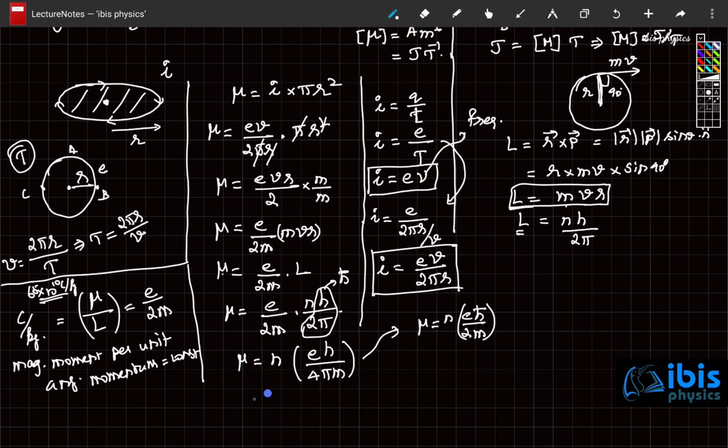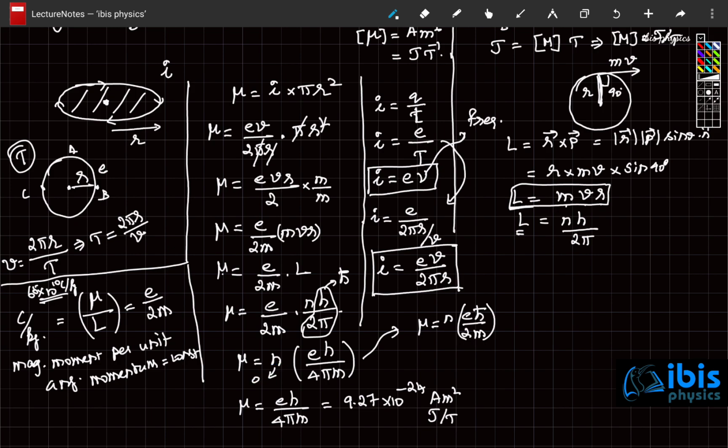Now what about the magnetic moment of the electron in the first orbit of the hydrogen atom? First orbit means n is equal to 1. In such a case, the magnetic moment is equal to eh by 4 pi m, and that value is equal to 9.27 into 10 power minus 24. You can write it as ampere meter squared or joule per tesla, as we discussed. So the magnetic moment of the electron in the first Bohr orbit is this value, 9.27 into 10 power minus 24, and this happens to be the minimum possible magnetic moment.